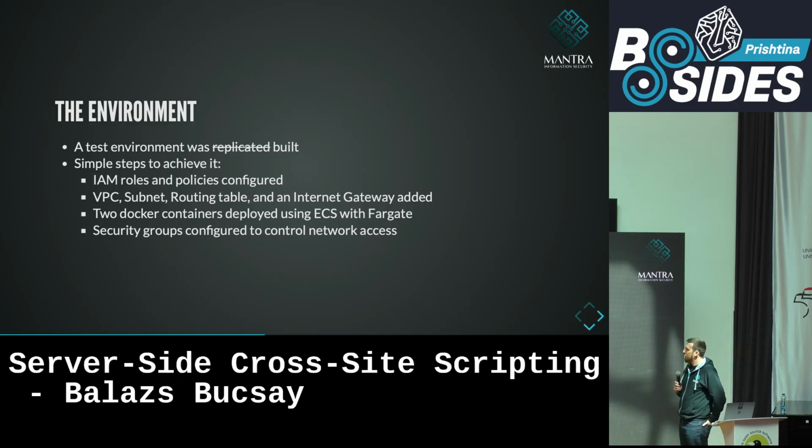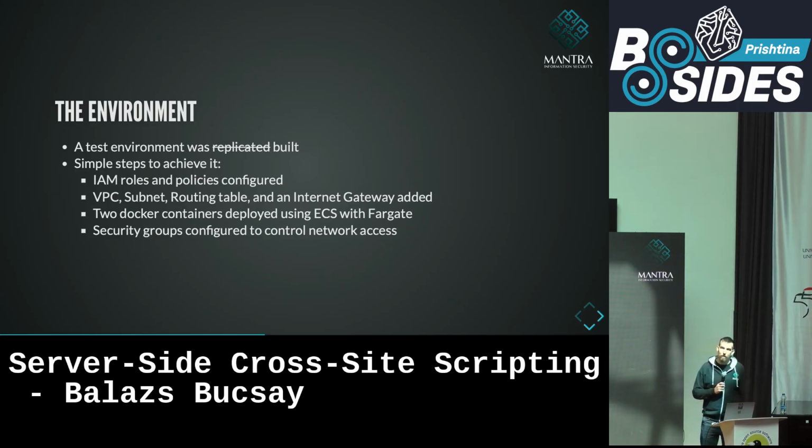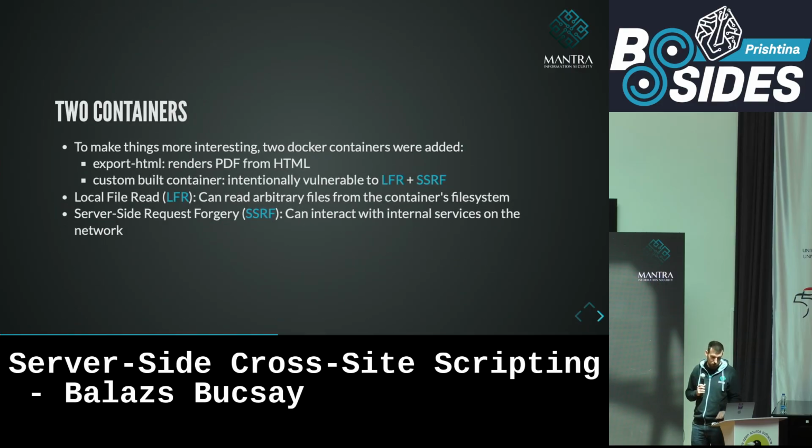So what I did, I created an environment which I thought is going to be really trivial. But if you use cloud products, then you might realize that this is not that straightforward if you want to do it quick. Actually, I don't think you can do this quick. So I created IAM roles, policies, VPCs, subnets, routing tables, internet gateways. I deployed 2 different containers with ECS, with Fargate, and I configured quite a few security groups as well to have this environment for this presentation.